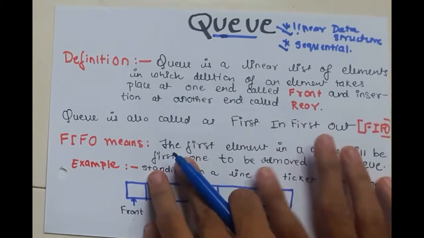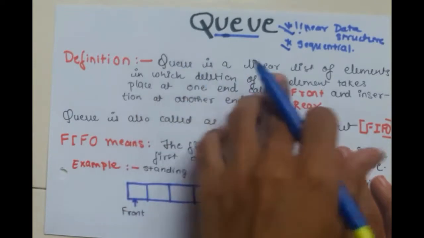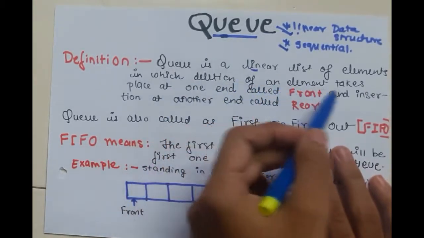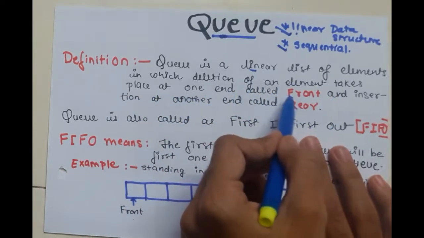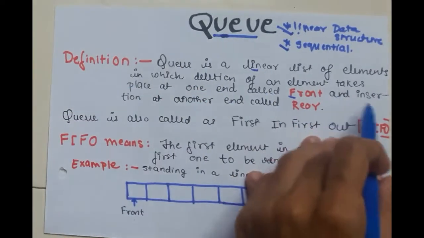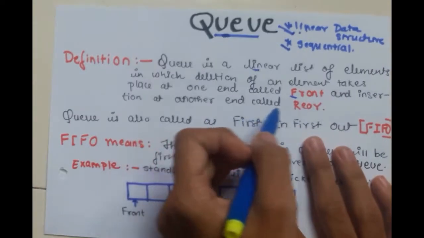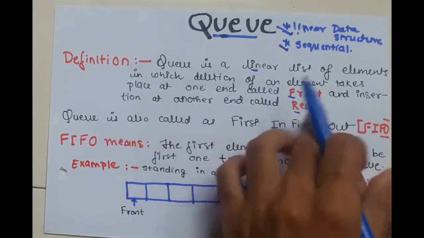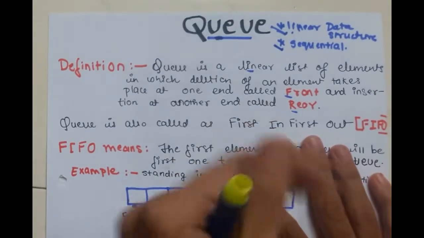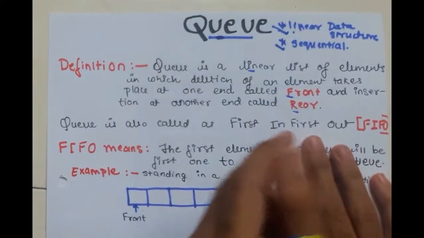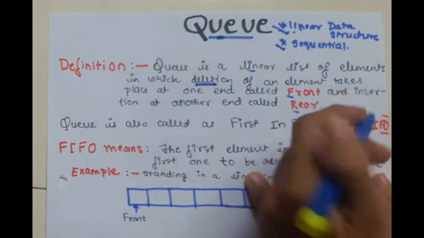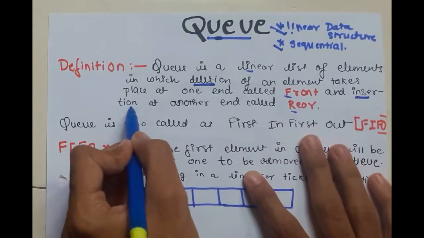Okay, now the definition of queue. Queue is a linear list of elements, in which deletion of an element takes place at one end called front. This front end is responsible for deletion, and insertion of an element takes place at another end called rear. So the rear end is responsible for insertion. There are two ends, one is the front end and another is the rear end. From the front end the elements are deleted and from the rear end the elements are inserted into the queue.